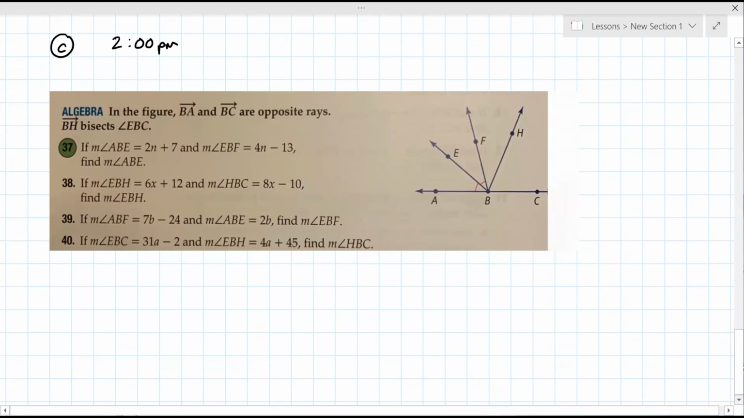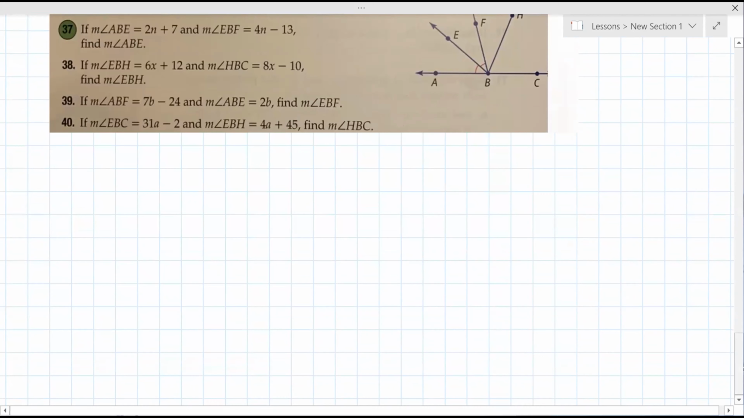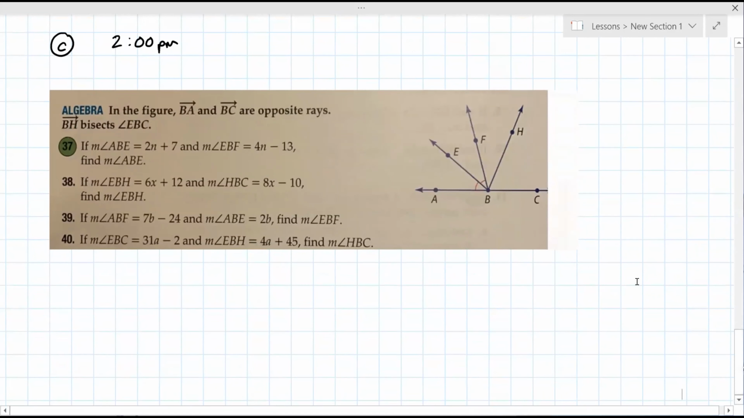Okay, in the figure, BA and BC are opposite rays. So you can see that BA goes to the left, and BC goes to the right. So that's what it means by opposite rays.